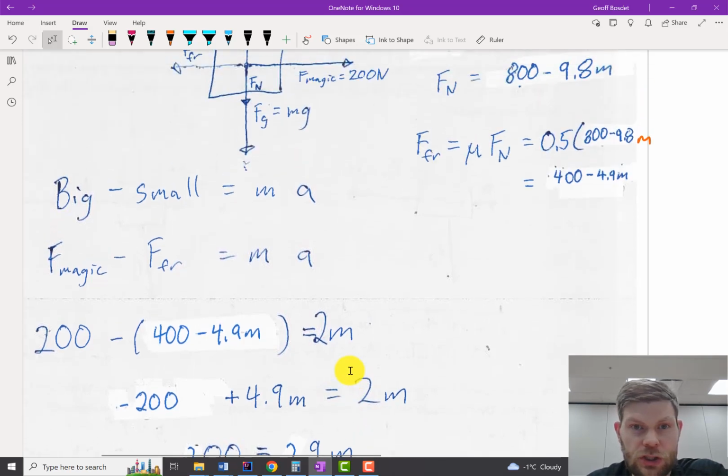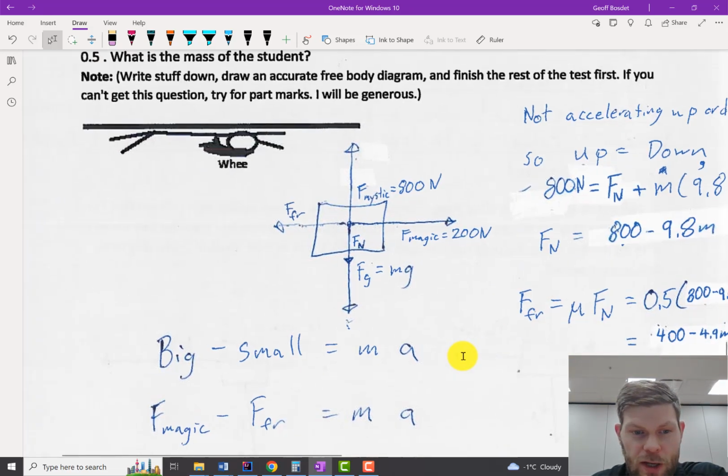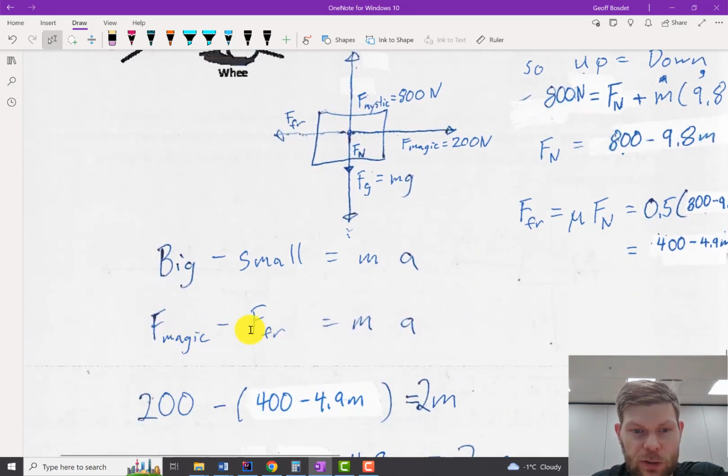Just to recap, big trick here was drawing this free body diagram. We just labeled all our forces. Remember, normal force always comes straight out of the surface. And we realized, hey, our student here, our object, is not crashing through the ceiling or falling to the ground, so our up forces must have canceled with our down. And we used that to find our normal force, plugged it into our force of friction formula, which we could then plug into a big minus small.